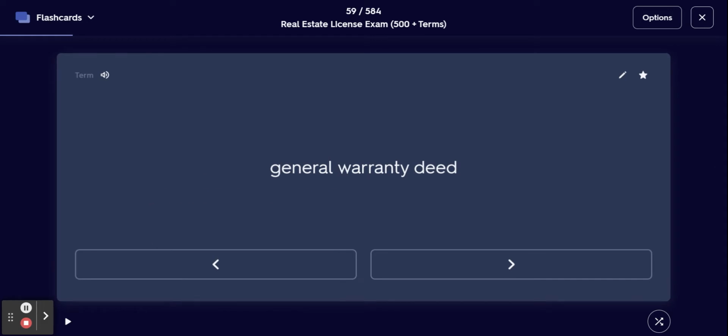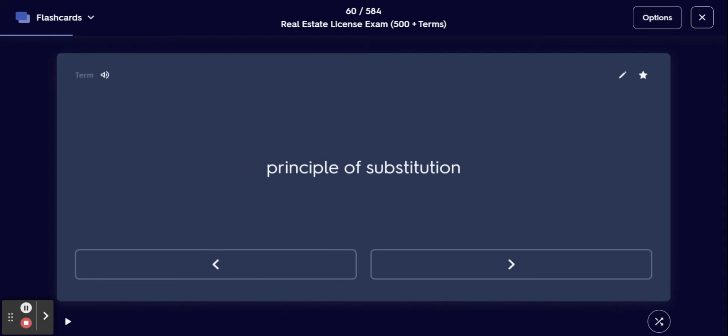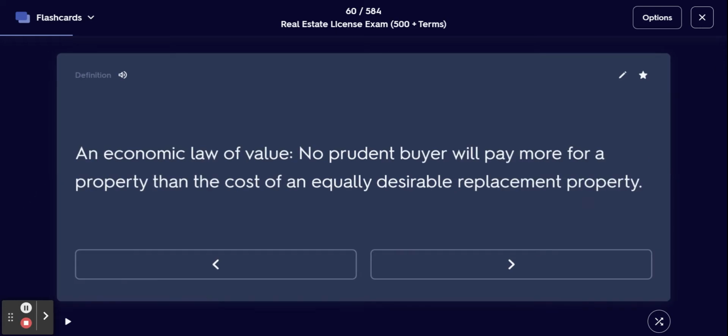General warranty deed. An instrument of conveyance containing the strongest and most comprehensive promises of further assurance possible for a grantor to convey to a grantee. Principle of substitution. An economic law of value. No prudent buyer will pay more for a property than the cost of an equally desirable replacement property.